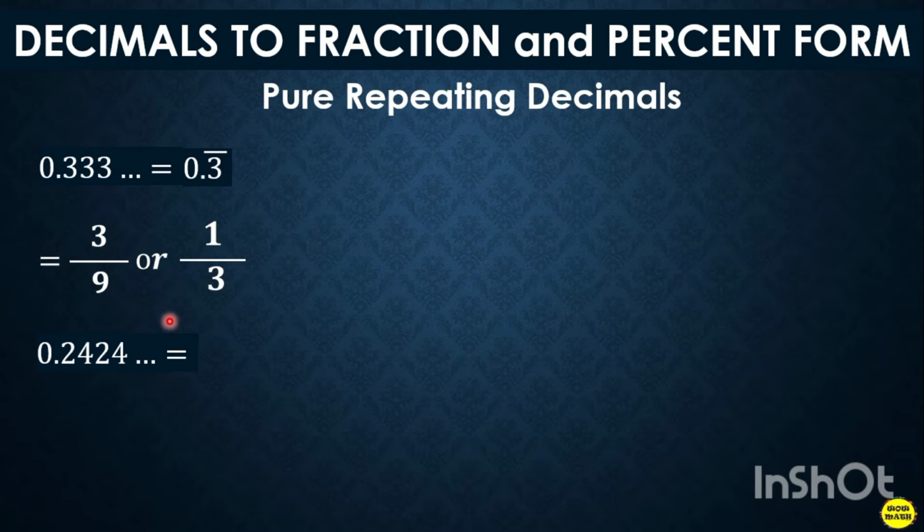Another example. So, this can be written as 0.24 vinculum. So, yung vinculum natin nasa above 2 and 4 kasi 24 yung nauulit. So, again, ang numerator natin, ano?